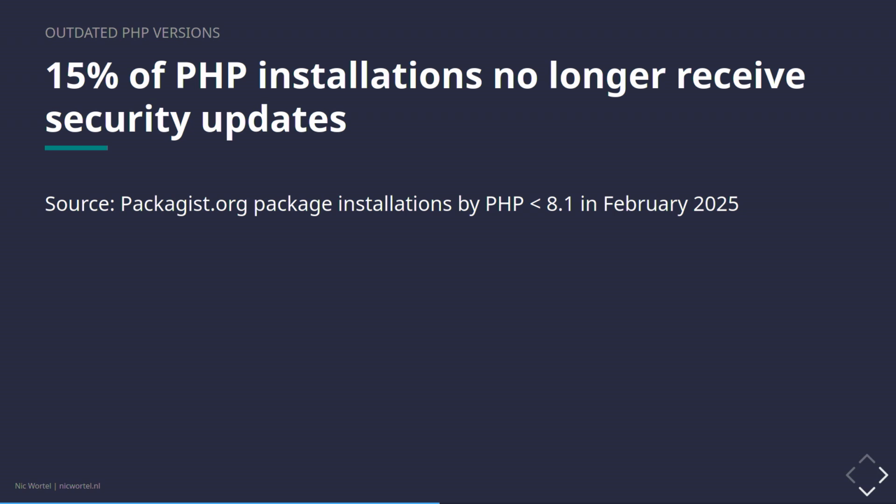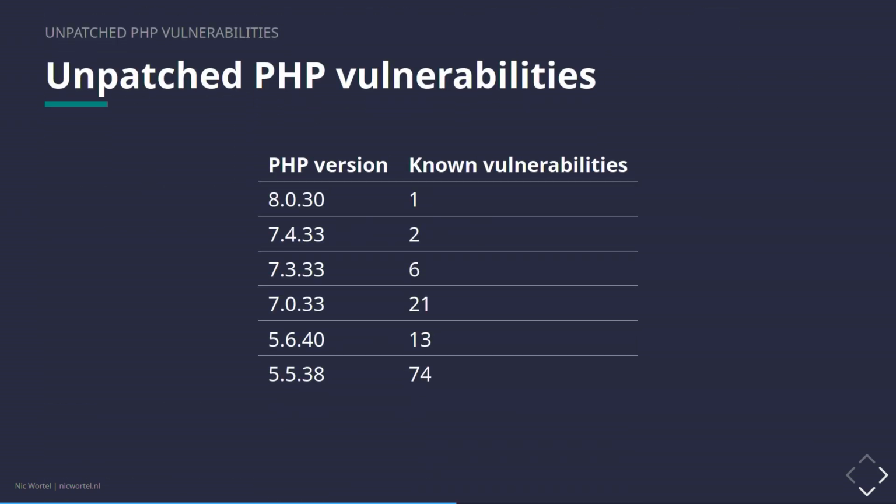Why is this relevant? Because I pulled the last patch version of every unmaintained PHP version, and as you can see, the further back you go, the more known vulnerabilities are in these PHP versions that are just not being fixed anymore. And quite a bunch of these are actually exploitable, and you can probably find online how to exploit them and how to easily attack applications that still run on an outdated PHP version.